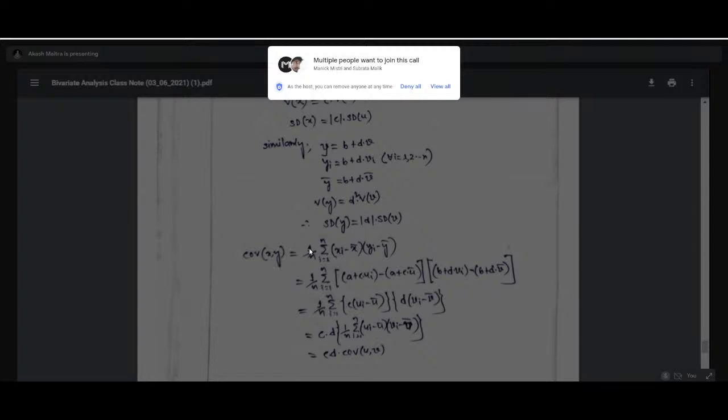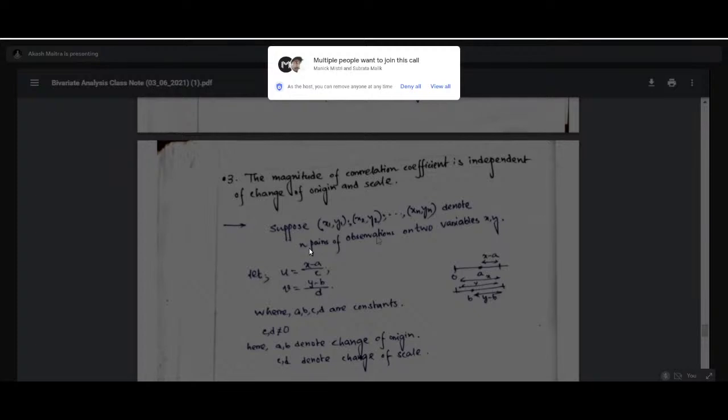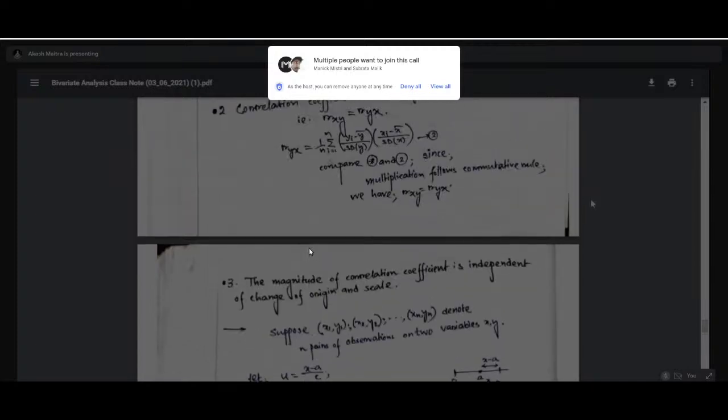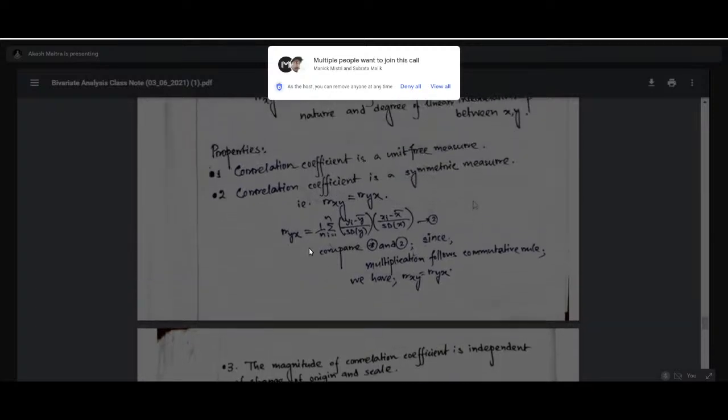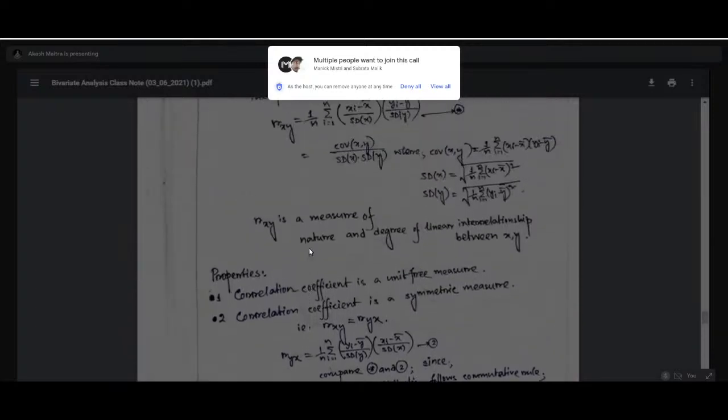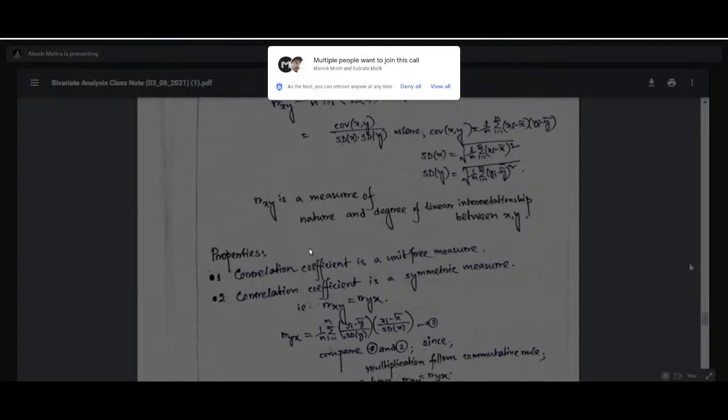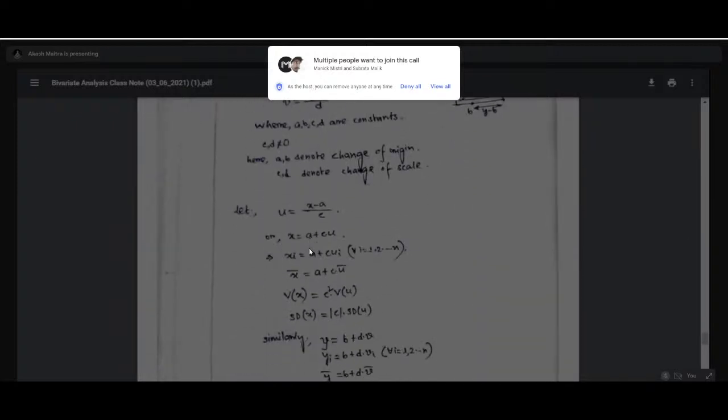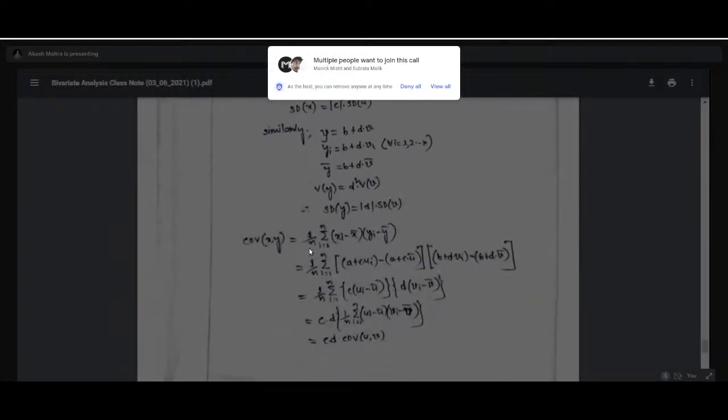Now, covariance of xy. What I have to measure is the magnitude of the correlation coefficient, which can be measured using covariance. I have written here that Rxy equals covariance of xy divided by standard deviation of x and standard deviation of y. So to measure Rxy, we have to measure covariance of xy and the standard deviations of x and y. So we are considering the covariance of xy.